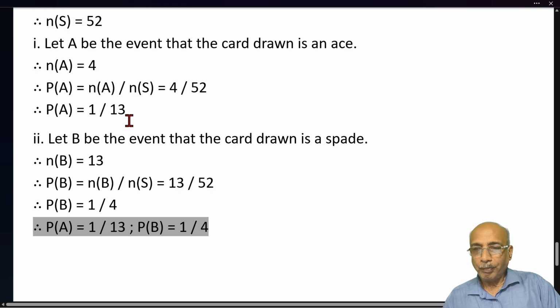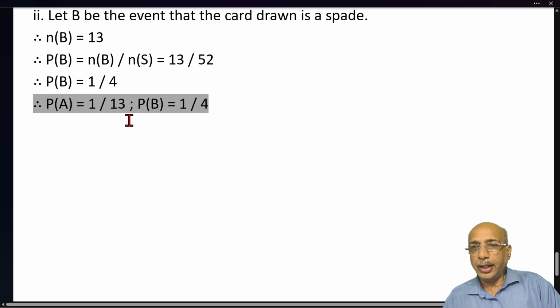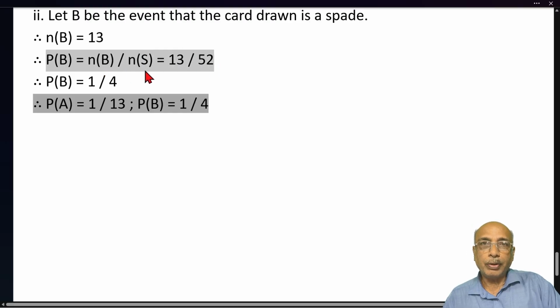Easy. Next, let B be the event that the card drawn is a spade. Now, how many spade cards are there? 13. Therefore, P of B equals n of B upon n of S, so 13 upon 52 equals 1 by 4. So the first event, P of A, is 1 by 13. The second event, P of B, is 1 by 4.